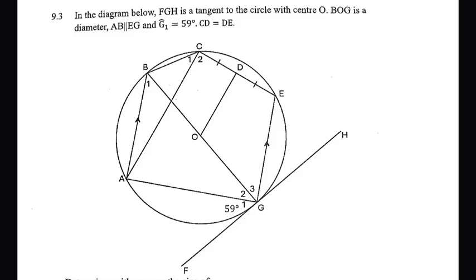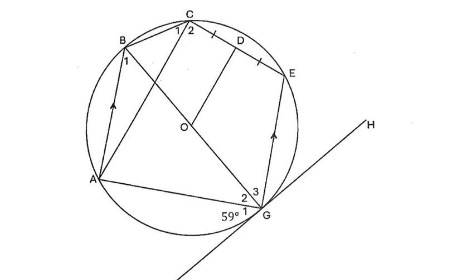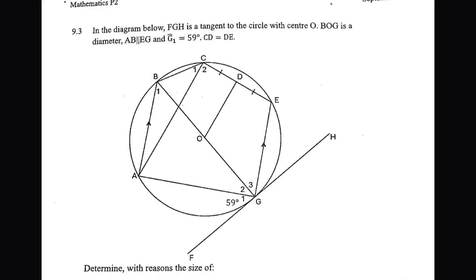In the diagram below, FGH is a tangent to the circle with center O. BOG is a diameter. AB is parallel to EG, and angle G1 is equal to 59 degrees. CD is equal to DE. So this is the information of the sketch.